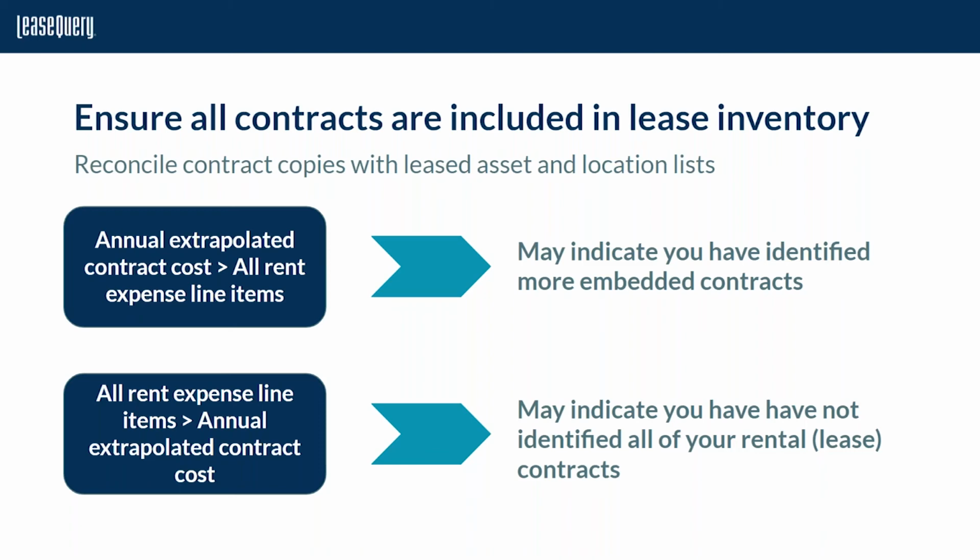On the other side, if the annual extrapolated rent amount is larger than your total actual rent expense, this could indicate that you found a significant amount of embedded leases. Is that the case? Can you verify that as one way to reconcile what leases you've identified? And then one last tip, just be aware, these amounts don't necessarily need to reconcile exactly, but reconciling them directionally or in the ballpark can give you a sense of whether or not you have included all your leases. And this may be a step your auditors take for their testing, so knowing the results ahead of time can't hurt.